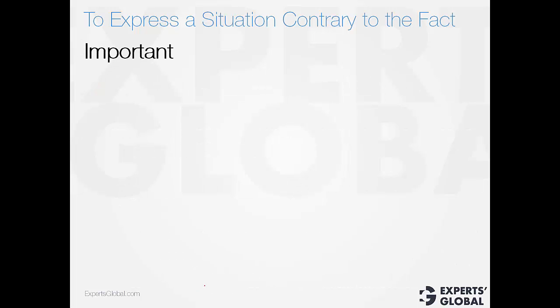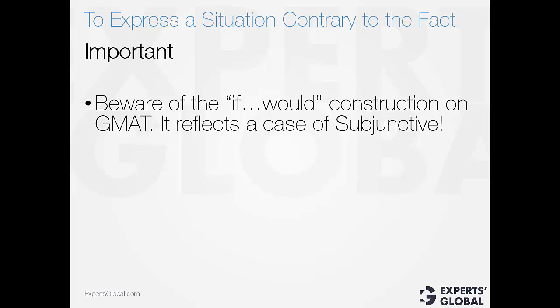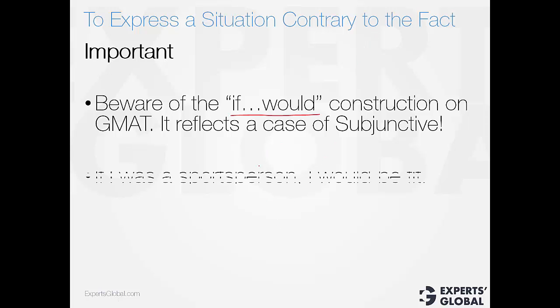Important. Be aware of the if would construction. Very important. This is indicative of this nature of information, information that is contrary to the fact. So if would construction, an example, if something would something else. Remember, on a side note, the usage of a then here is not correct. Then here is always silent. You always say if something, comma, something else. If cause, comma, effect.